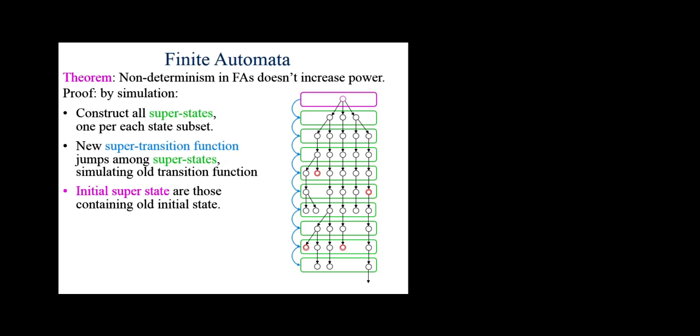So the initial superstate, of course, will contain the single original state of the original machine. There's only one initial state, even in the non-deterministic machine. It's got to start somewhere. It can't start lots of places. Even in a non-deterministic machine, it starts in one place. But very quickly, it can end up in many places simultaneously by non-deterministic multiple transitions.